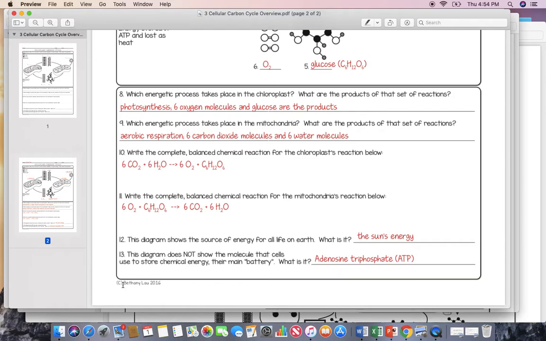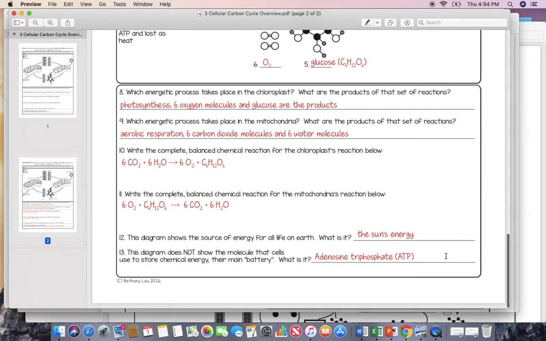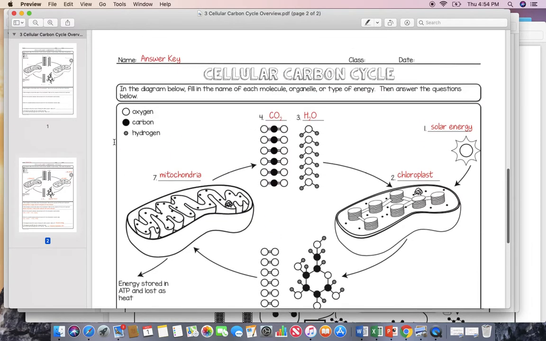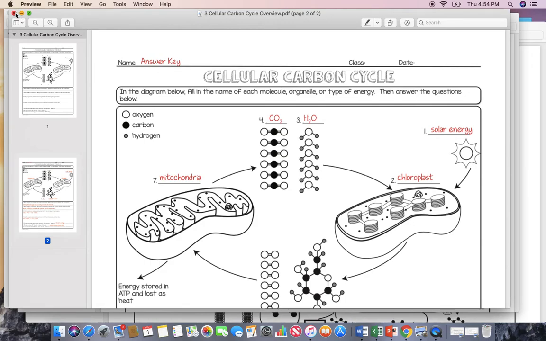The diagram does not show the molecule that cells use to store chemical energy, their main battery. What is our battery? Adenosine triphosphate, our ATP. Okay, that is our cellular carbon cycle page. Next.